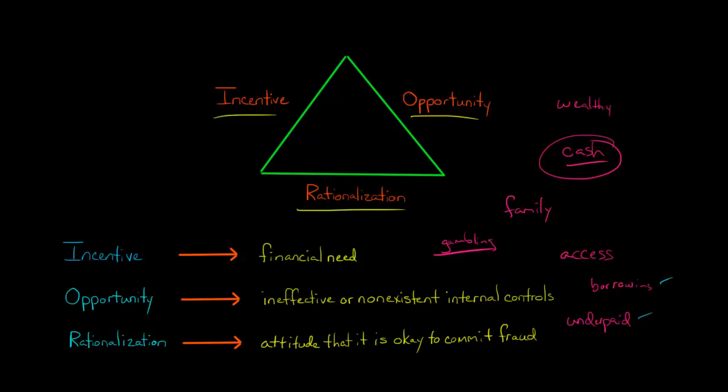So when someone has an incentive, some really high financial need, they're desperate, and they have the opportunity to access cash or something else, maybe they're stealing raw materials off their work site or something like that, they have an incentive, they have an opportunity, and then they can somehow rationalize it to themselves that it's okay for them to commit the fraud. Then there's a very high risk that fraud will actually occur.